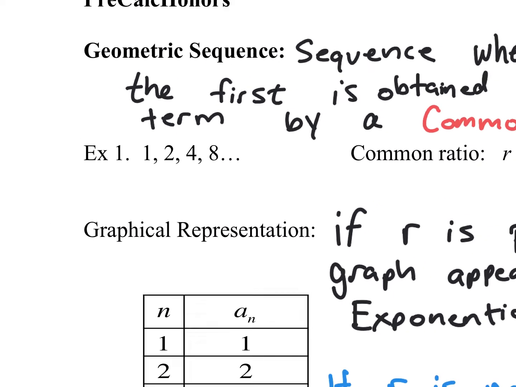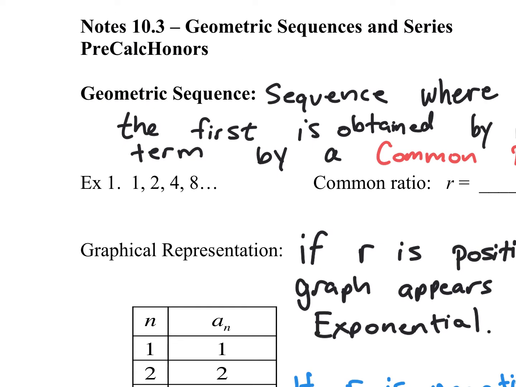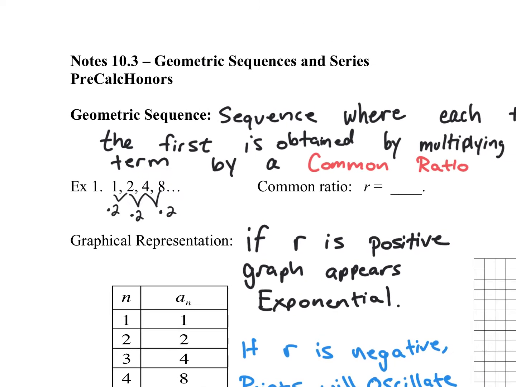So here we can see a geometric sequence. To go from 1 to 2, we multiply by 2. 2 to 4, we multiply by 2. 4 to 8, we multiply by 2. That value that we're repeatedly multiplying by is our common ratio, and it is 2.